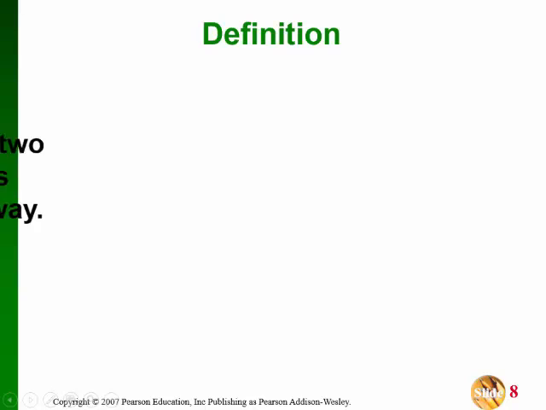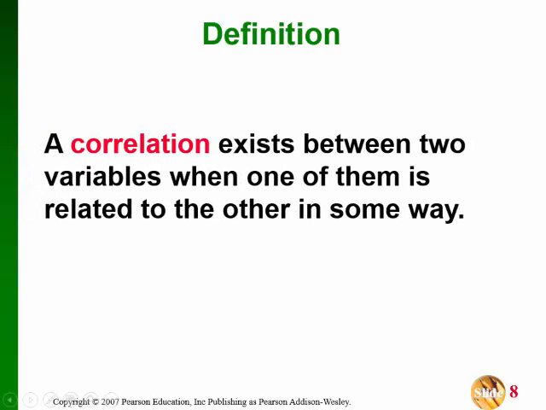All right. We'll start with the basics. If you guys already didn't write it down, this is just another way of restating: correlation exists between variables if one of them is related in some way to the other.